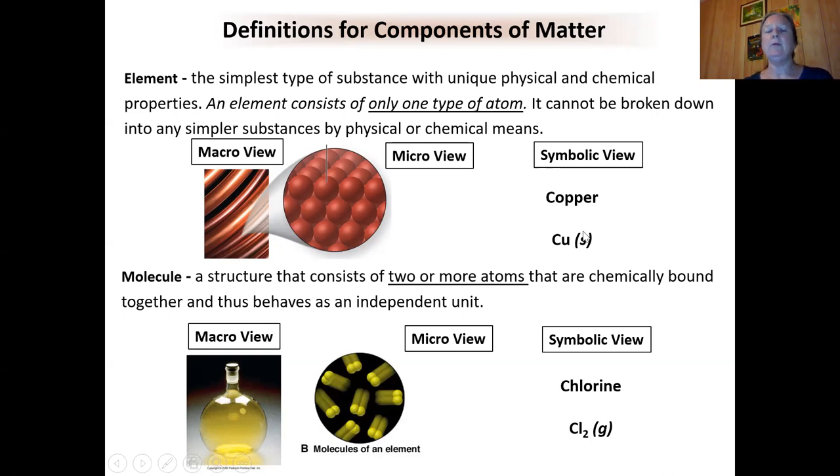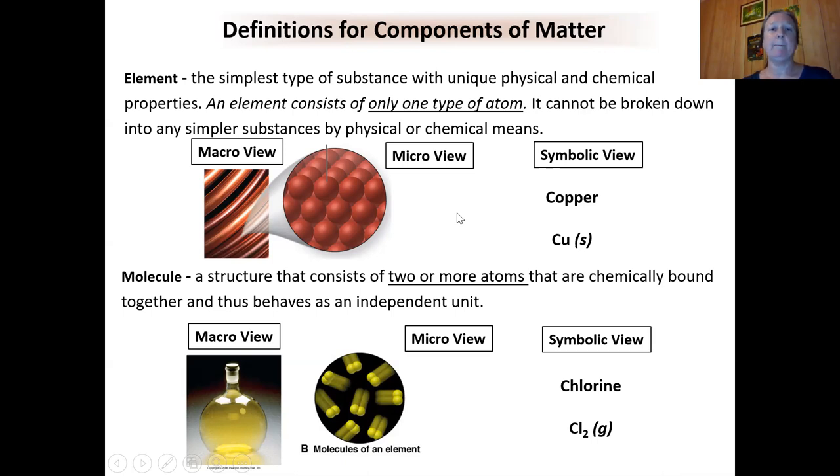And then we have our nomenclature. This is our language. This is copper, S means solid, and chlorine gas is diatomic. That little subscript two means there are two chlorine atoms for every gas molecule.